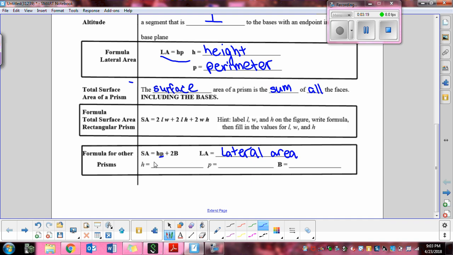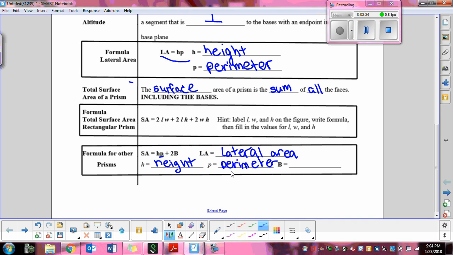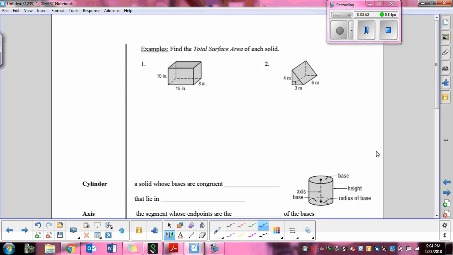And then our H is for the height of the prism, which we already went over. And then P is for the perimeter, which we already went over. The perimeter of the base. Capital B is the area of the base, not the base itself. It's the area of the base. So underline this word area. It's very, very important. All right, find the total surface area of each solid.